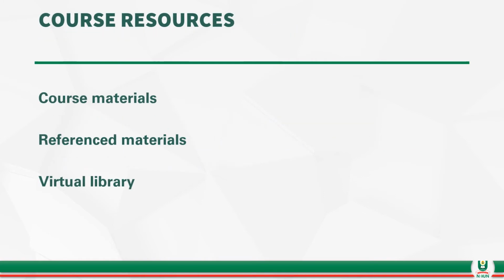Now we'll talk about the course resources. Where do we get our materials from? You have your course material on EGC 804. We have the course material, the hard copies and the soft copies. You are given the hard copies in your various centers, and in our repository we have the soft copies. You also have the reference materials and the virtual library.